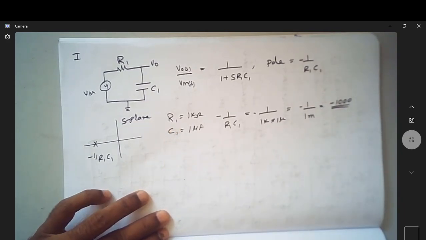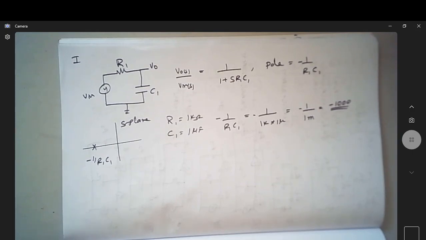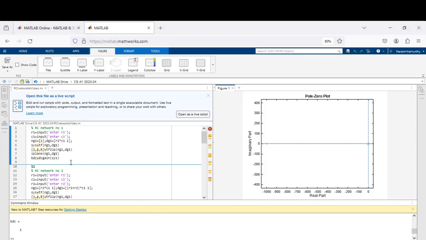Of course, this is a very simple implementation in MATLAB, so you can just have a look at it. I have written the MATLAB code here. I am trying to enter the value of both R1 as well as C1. This is my transfer function, where the numerator is 1, the denominator coefficient of S is R1 C1, and of course the coefficient of S0 is 1.